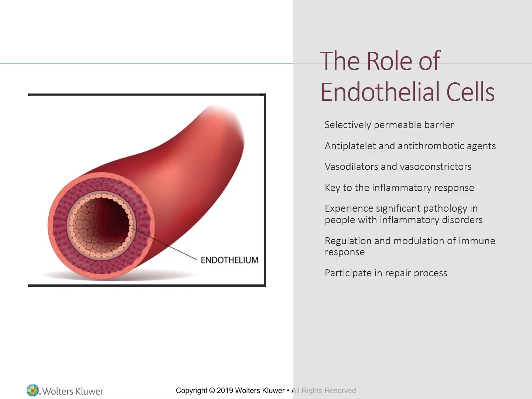So the first thing we'll talk about to set the stage for our discussion of inflammation is the role of the endothelial cells. One role of the endothelial cells is to create a selectively permeable barrier between the blood and tissues. You can see the endothelium, those endothelial tissues, is the inner lining of that little blood vessel we have there in the diagram. So it's a selectively permeable barrier between blood and tissues that allows exchange of nutrients and waste products.